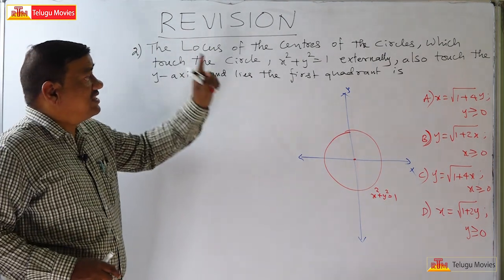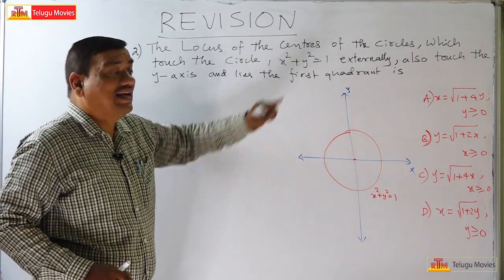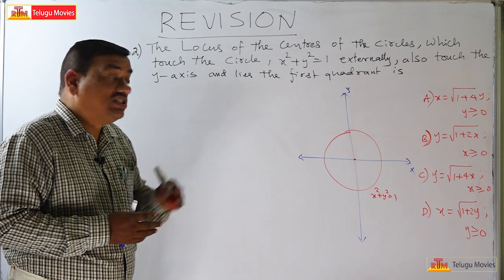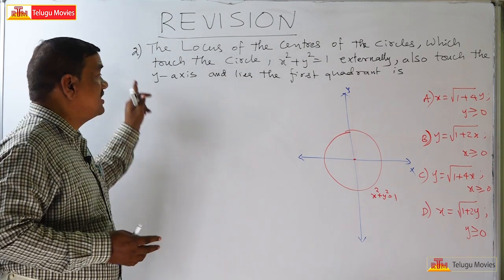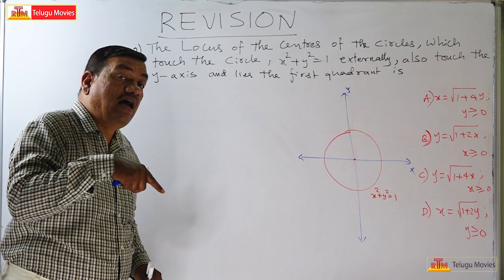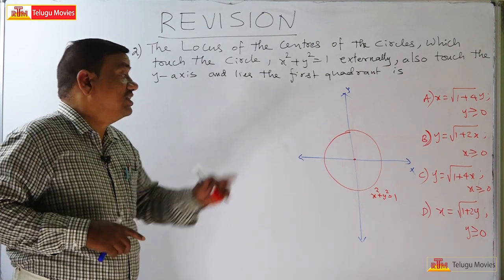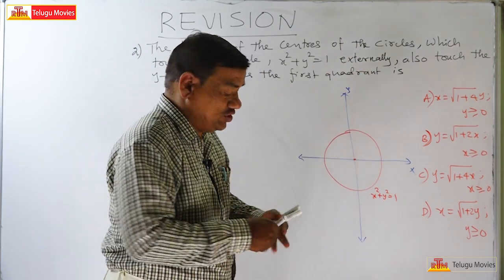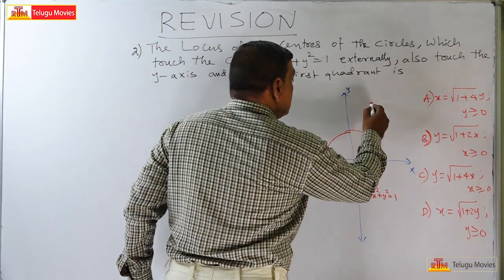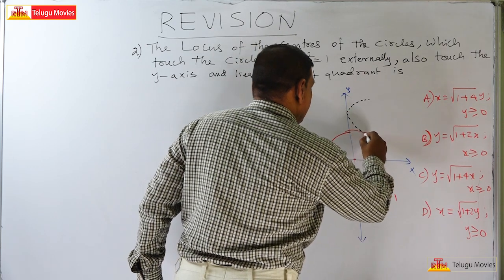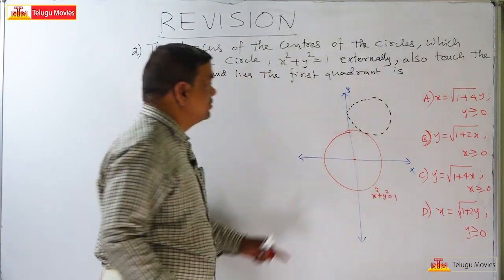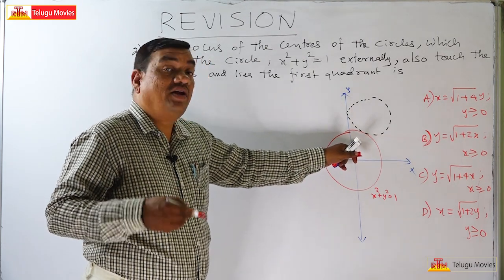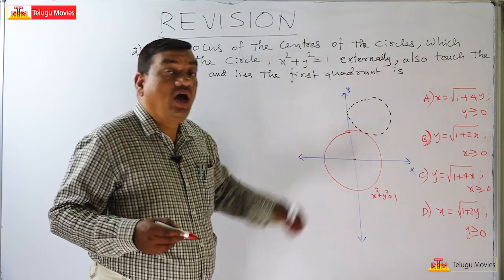The locus of the center of the circle would touch the circle x square plus y square is equal to 1 externally. So our circle is touching this circle externally and also touches the y-axis and lies in the first quadrant. So that means the circle is touching the x-axis and y-axis and lies in the first quadrant. So this is the required circle. Understand? So it is touching the y-axis, touching the circle x square plus y square is equal to 1 externally and lies in the first quadrant.